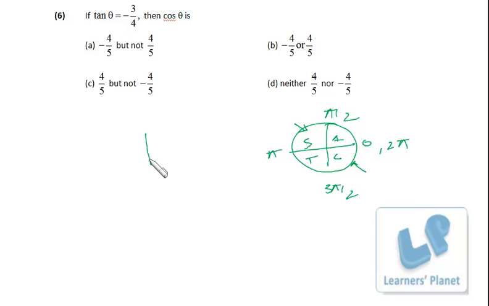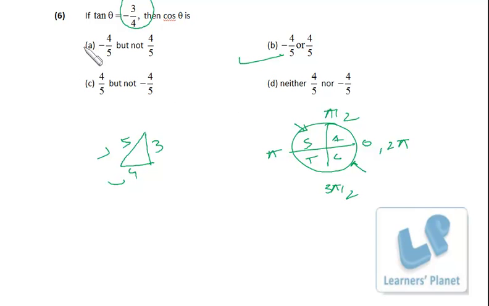So tan theta is minus 3 by 4. I assume the sides to be 3, 4, then the hypotenuse will definitely be 5, right? So cos theta will be minus 4 by 5 if it is in the second quadrant, and in the fourth quadrant it will be 4 by 5. So cos theta will take two values, depending upon this, right? So cos theta will take two values, minus 4 by 5 or 4 by 5, right? Both the values can be achieved.